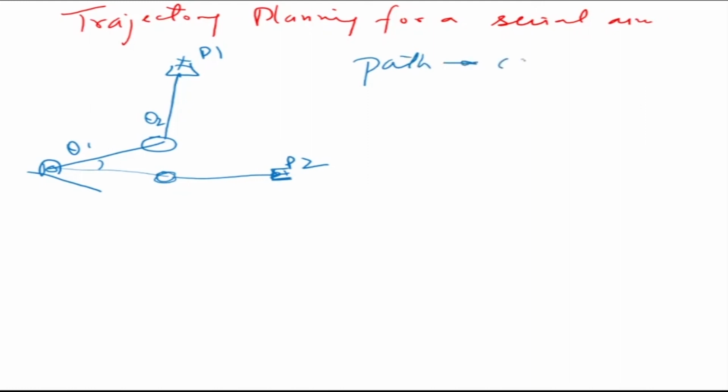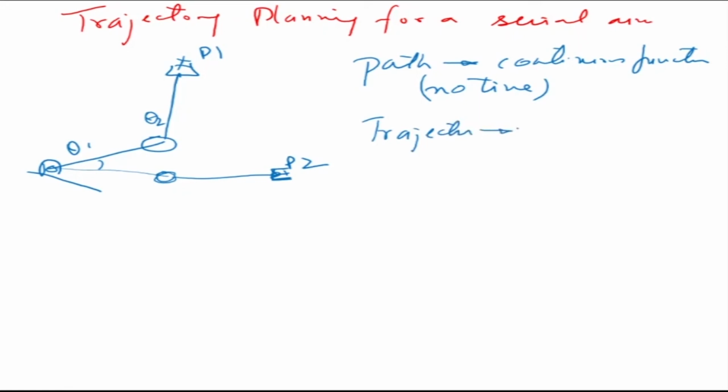So a path is basically a continuous function, and there is no time here. In all the earlier examples I talked about, there was no time. Time was not there at all. But to go in the real world from one point to another point, you have to control the joints, or the joint angles. Now, this is basically what we call a trajectory. So a trajectory is the time history of theta, theta dot, and theta double dot.